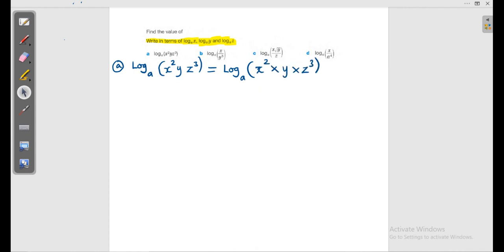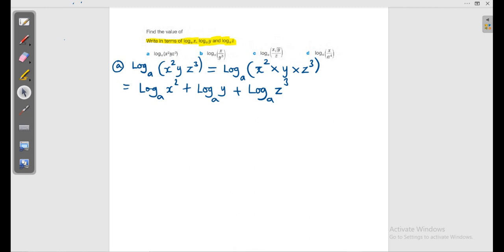If you split this up, it changes to addition. So that gives us what? Log x squared base a plus log y base a plus log z cube base a. I have applied the multiplication law of logarithms here by splitting, and when you split, what happens? The multiplication changes to addition.